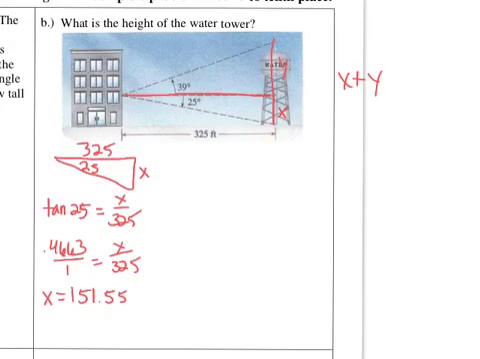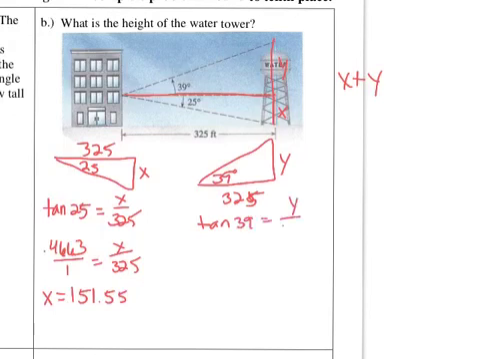And now we've got to go find the top half. Here's the y and 325, and this is now 39 degrees. So again, we're going to say the tangent of 39 is equal to y over 325. The tangent of 39 is 0.8098. So you set up your proportion and you solve for y, and this time y is going to be 263.18.